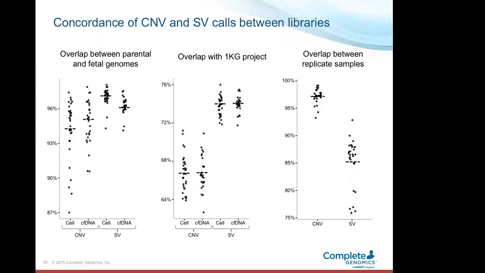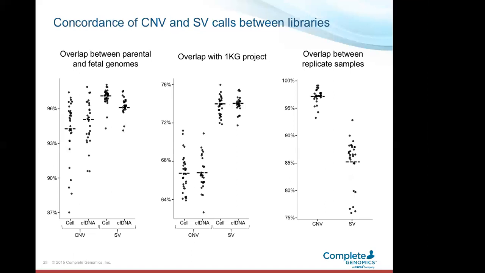It's very challenging to make accurate CNV and SV calls using short read sequencing data. Therefore, we attempted to estimate the accuracy of our CNV and SV calls from the standard libraries. The plot on the left shows the overlaps of CNVs and SVs between the fetal genomes and parental genomes. Over 94% of CNVs and over 96% of SVs found in the fetal genomes overlap with at least one of the parental genomes.